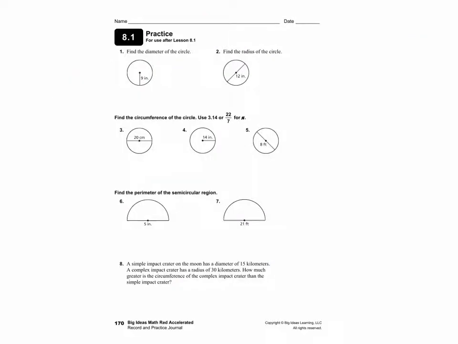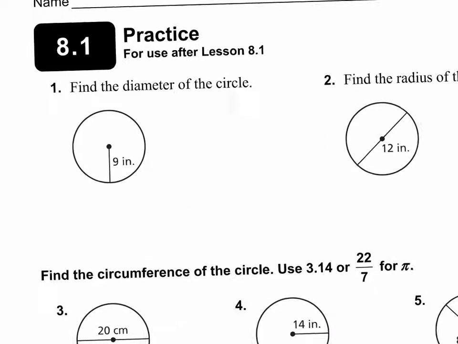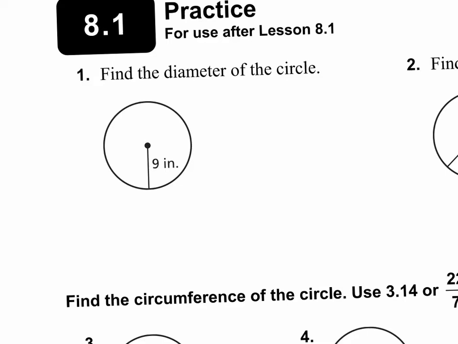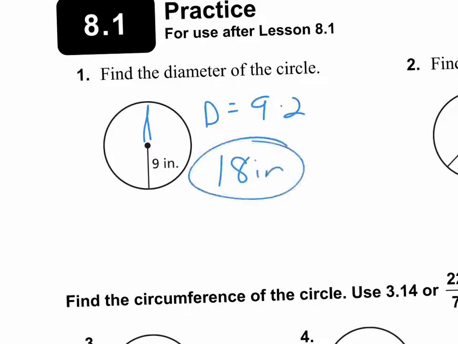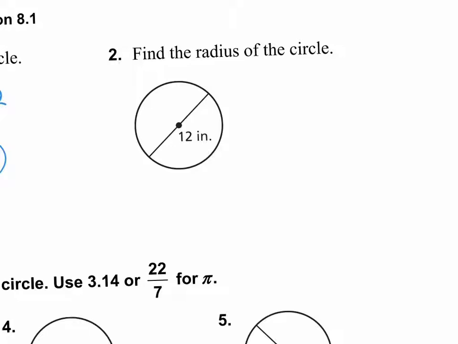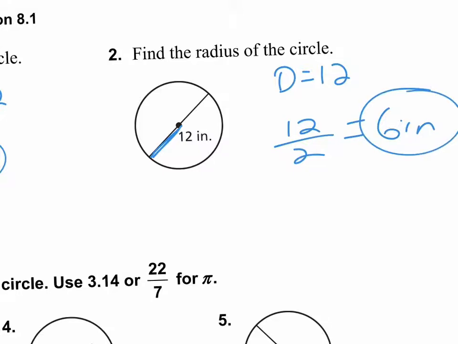Okay, let's go ahead and start some notes and try. Find the diameter of the circle. So the diameter is two of these put together. So diameter is equal to 9 times 2. So my diameter would be 18 inches. It's double that side. Okay, here we have the diameter is 12, but we want to find the radius. The radius is only half of that, so I'm going to take 12 divided by 2, which gives me 6 inches, so my radius is 6 inches.